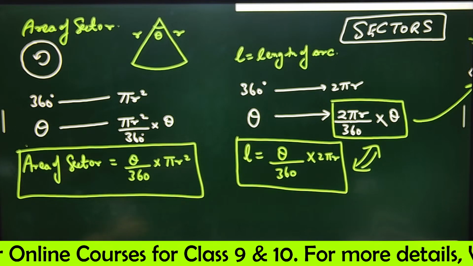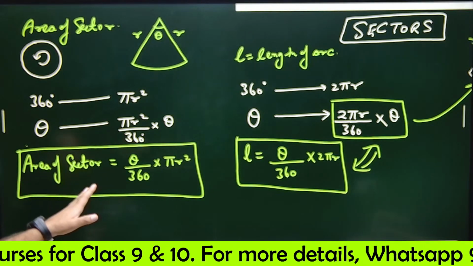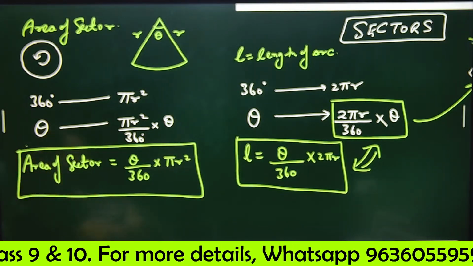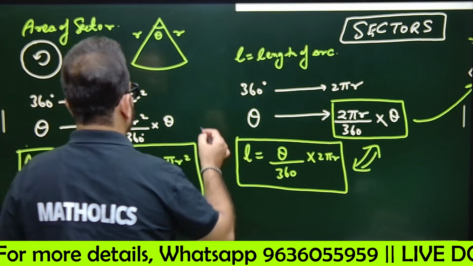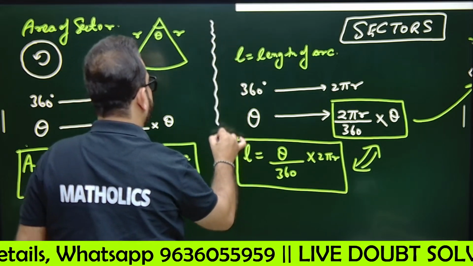So two formulas we learned in this section, okay? Length of arc and area of sector, that's it. These are two different formulas.